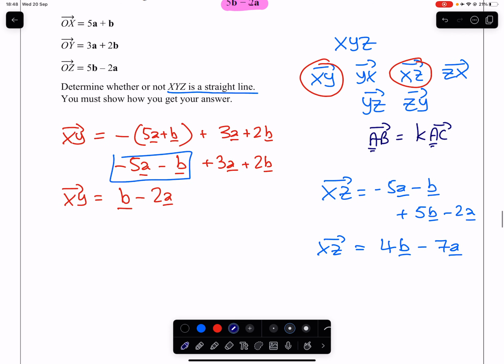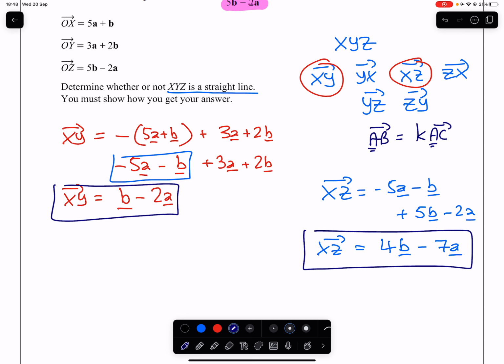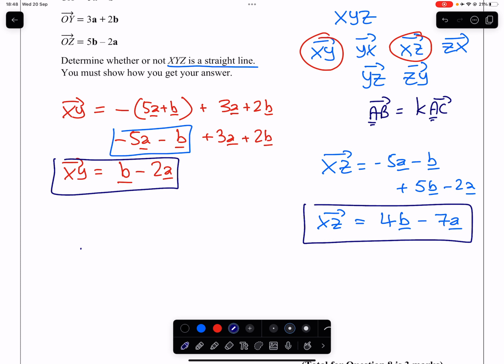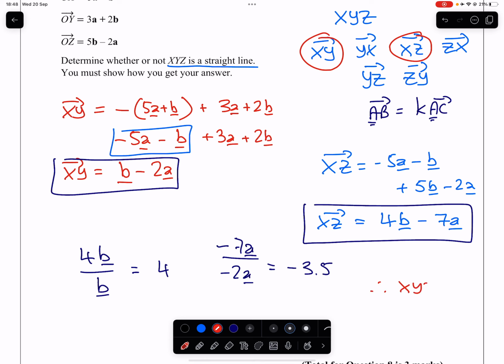Now, comparing these two vectors, if you're looking to see if one is a multiple of the other, one is a scale factor of the other, then all you have to do is compare the like letters. We have a 4b over a b, which would imply a scale factor of 4. But we have a minus 7a over a minus 2a, which would imply a scale factor of minus 3.5. Therefore, XYZ is not a straight line.